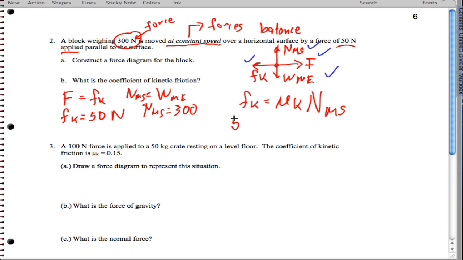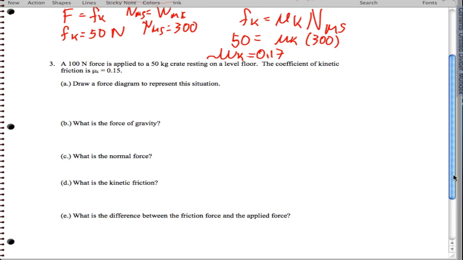So we have 50 equals mu kinetic times 300. And so we solve for mu kinetic, the coefficient of friction. Coefficient of friction always means that squiggly letter mu, and it's kinetic, so it gets the subscript k. And so we end up getting 0.17 for our coefficient. No units on that.